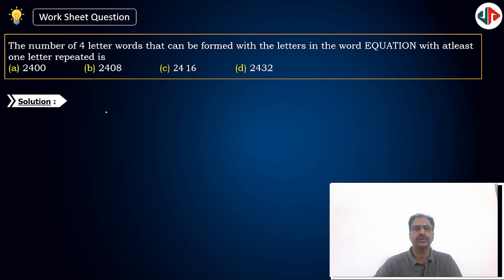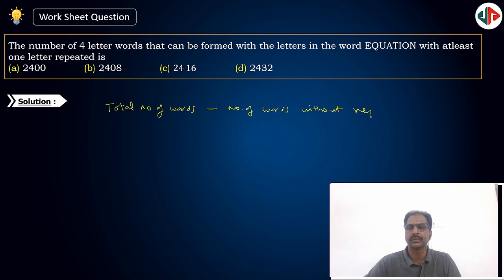It's the number of 4-letter words that can be formed with the letters in the word equation with at least one letter repeated. At least one letter repeated means total number of words minus number of words without repetition. At least one: total number of words.